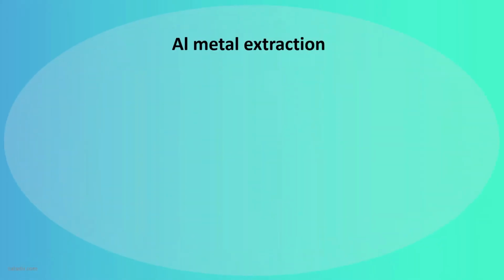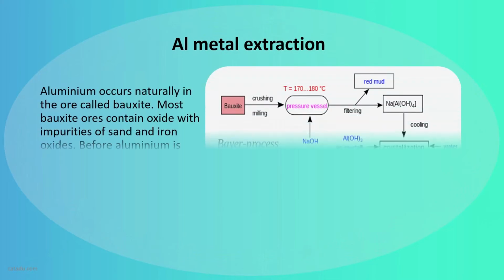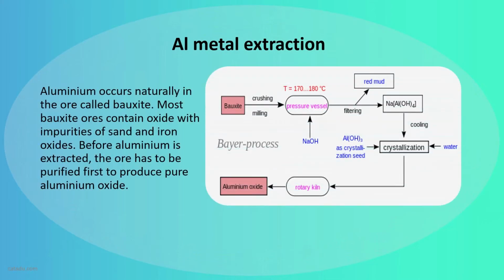Aluminium metal extraction. For extraction of aluminium, we need the electrolysis method. The first step, we have to collect the ore of aluminium, called bauxite. The bauxite has a large amount of impurities. We have to wash it and clean it. Then we have to use concentrated sodium hydroxide and heat to get the pure aluminium oxide, that is alumina.